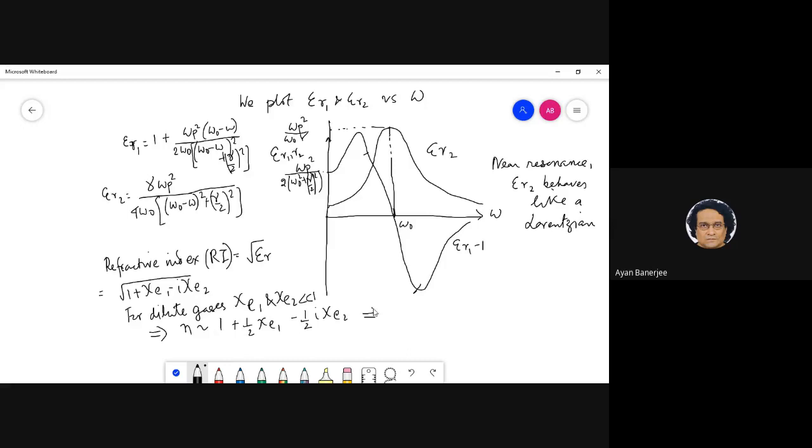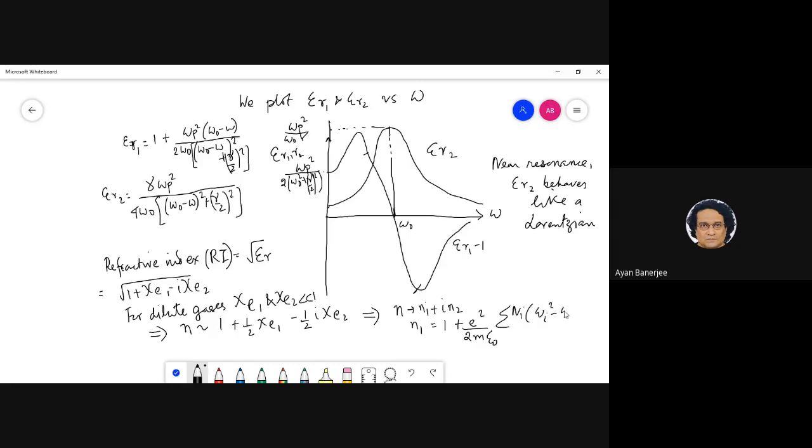So very simply, if I write n as n1 plus i n2, then n1 is nothing but 1 plus e square over 2 m epsilon naught. We can write it in terms of omega p square as well, but I'm writing the whole expression so I don't complicate the notation.